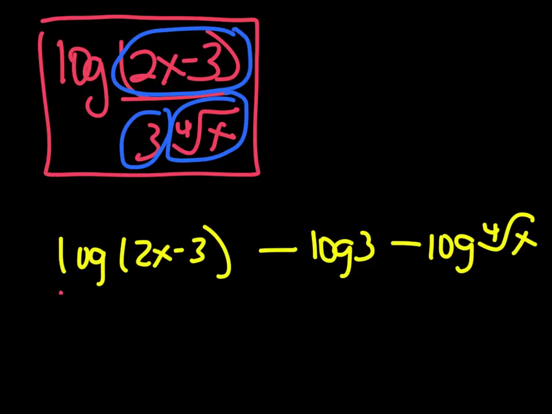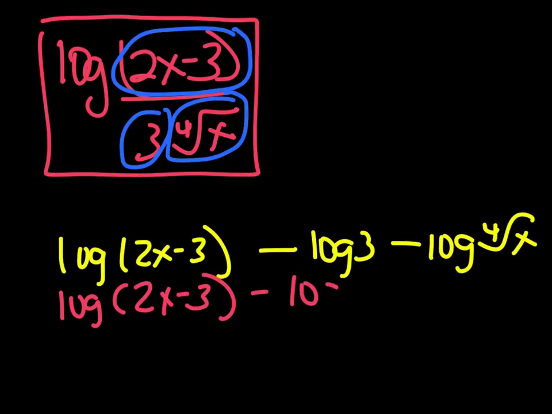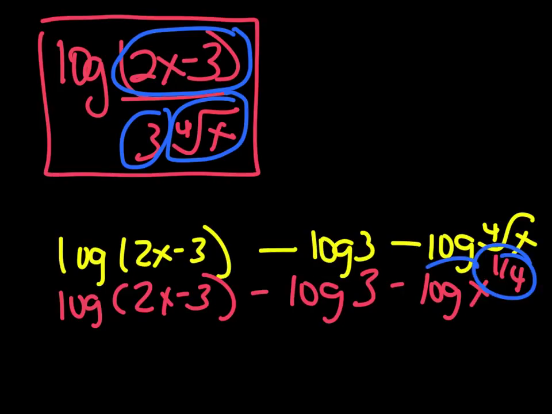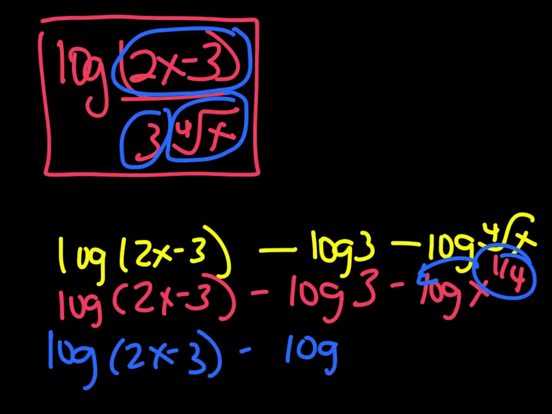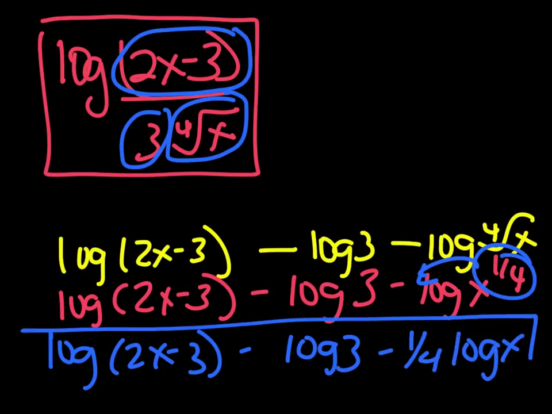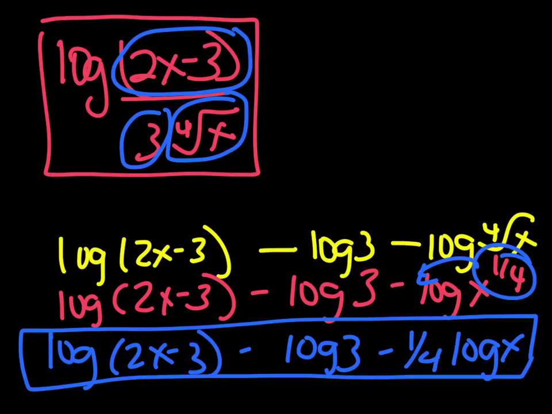The 4th root of x you can rewrite as x to the 1/4, and then you're going to move your 1/4 to the front. So I get log of 2x minus 3 minus log 3 minus 1/4 log x as my final answer.